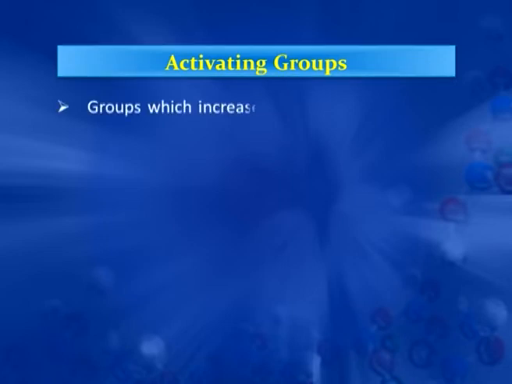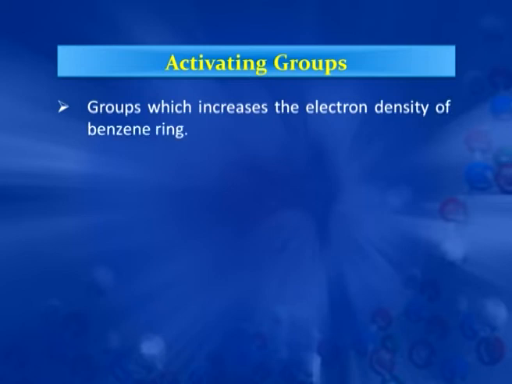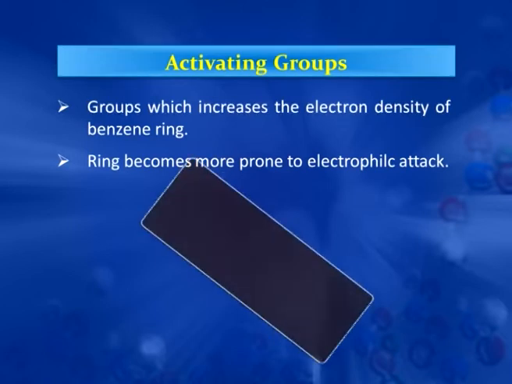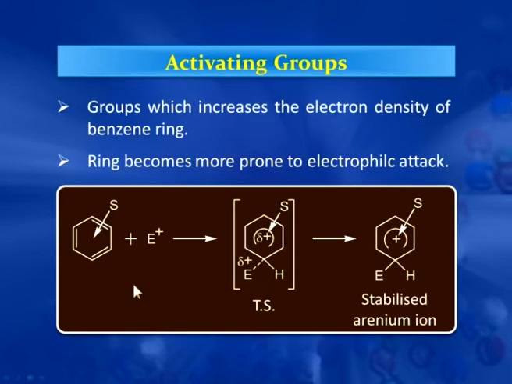The groups which increase the electron density of the benzene ring by donation of electrons, so this ring becomes more prone to electrophilic attack. So, why does it become more prone to electrophilic attack? Now, let us see. If we take this substituted benzene, this S is the substituent, which can be present on any one position of benzene. If electrophilic attack takes place, we get the intermediate formation of this arenium ion, which contains a positive charge. So, any factor which decreases this positive charge will stabilize this arenium ion.